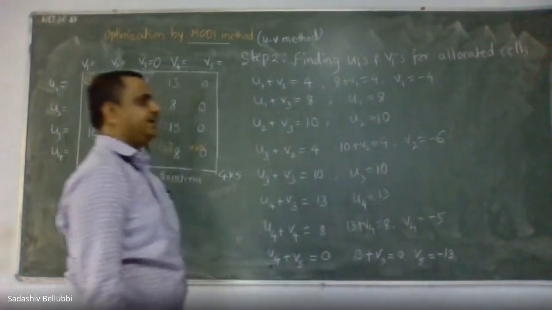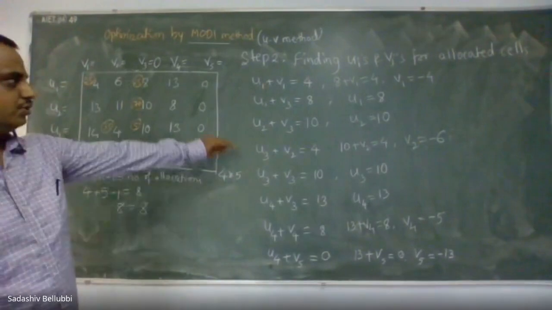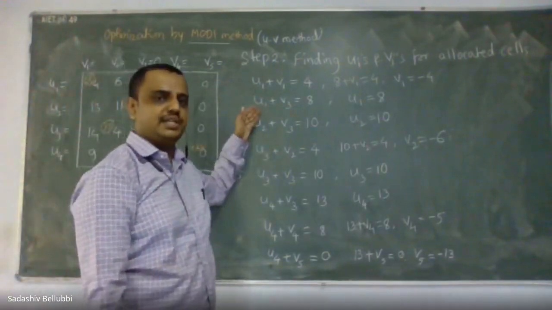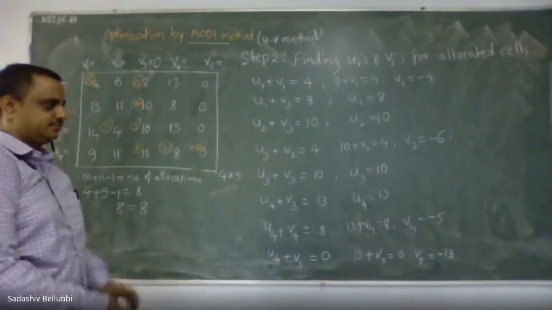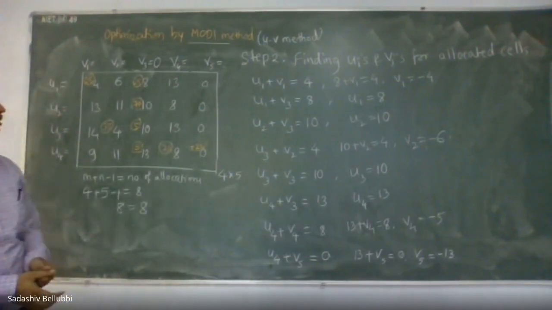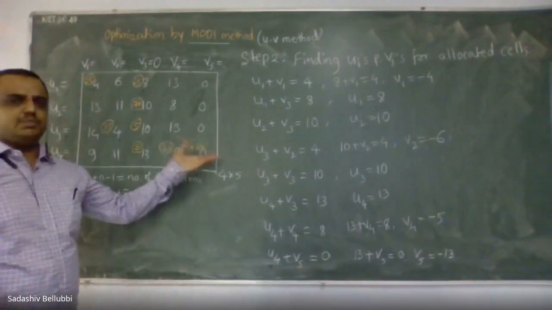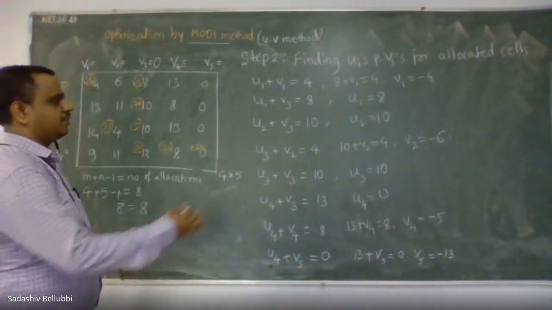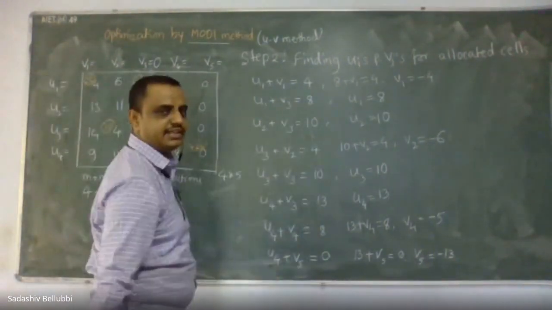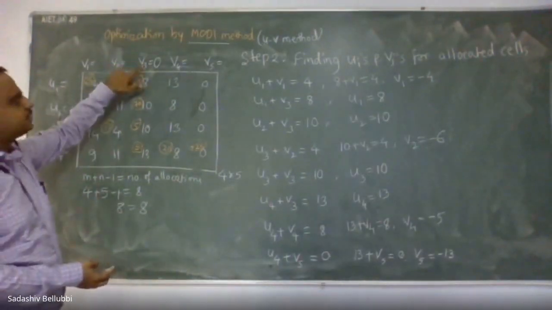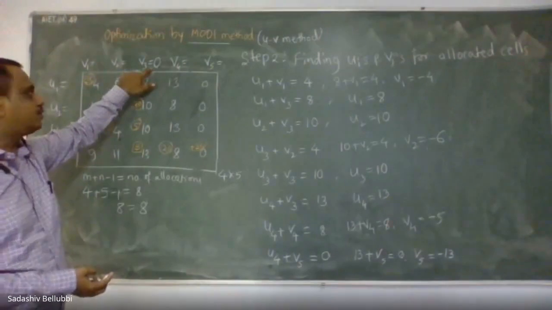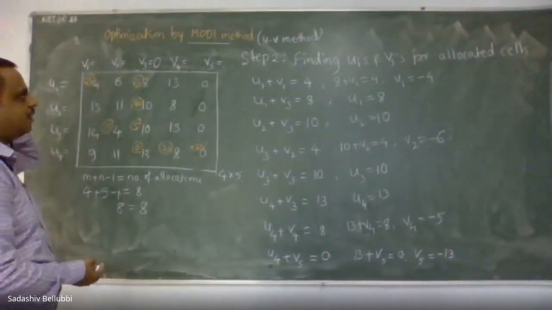So likewise, we need to find the values of all the ui's and vj's. Just take it down. And there is one more hint: without writing these equations also, we can write the answers easily. Anyhow, we have considered v3 equal to 0.